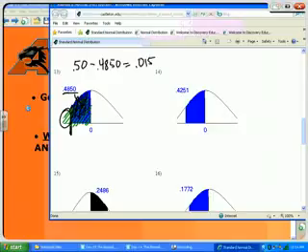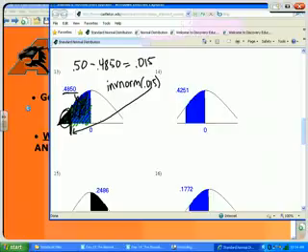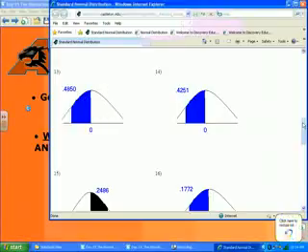And that's 0.015. So if that's the area, find the z-score of that area, and that would give you this z-score right here. That gives you an area of 0.015 below. Okay, so that's all I'm going to say on that part. Now let's go to the last page.